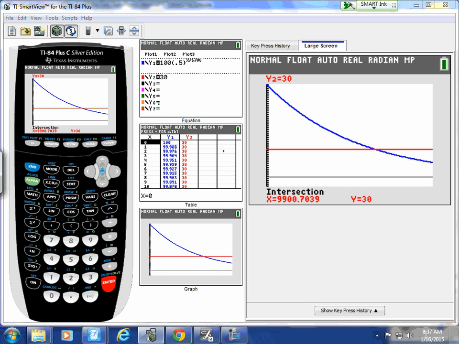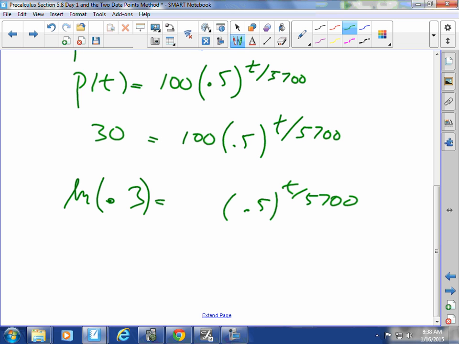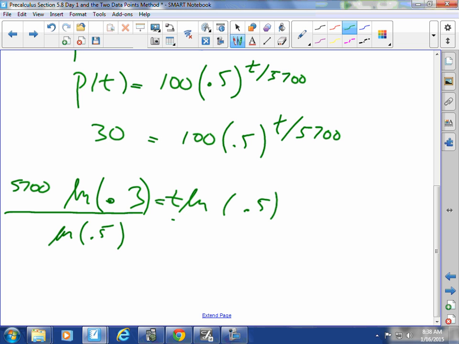However, here's what I can do. I'm better at this algebraically than I am on the calculator, and so are you. It doesn't take long. If I want to solve this for t, what's the first thing to do? This becomes 0.3 equals 0.5 to the t over 5,700. Now what? What's going to happen on the right? This t over 5,700 is going to become a t right here and a 5,700 right there. My goal is to get t alone. What do I have to do? So 5,700 ln 0.3 divided by ln 0.5.